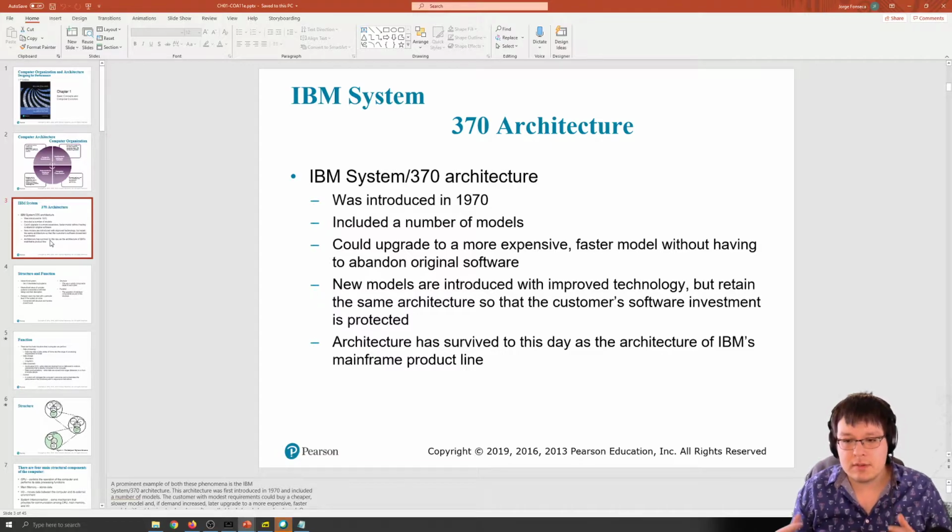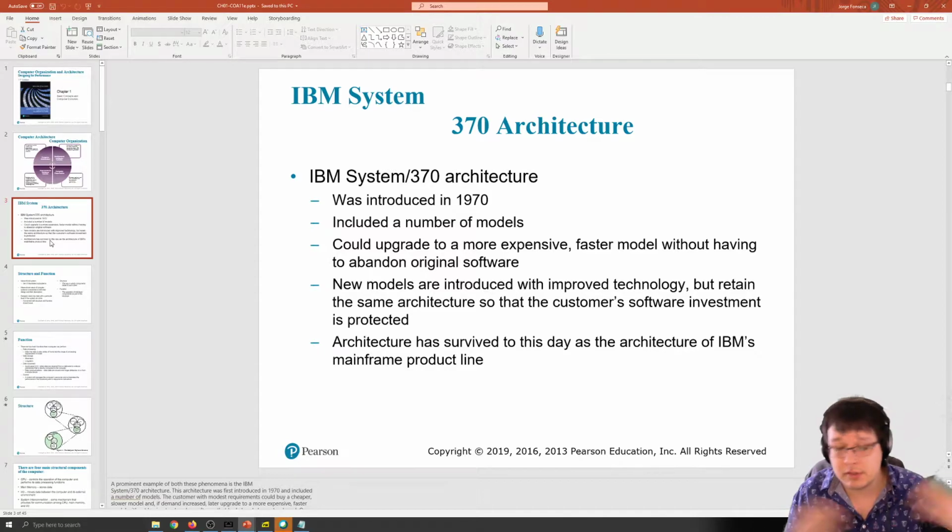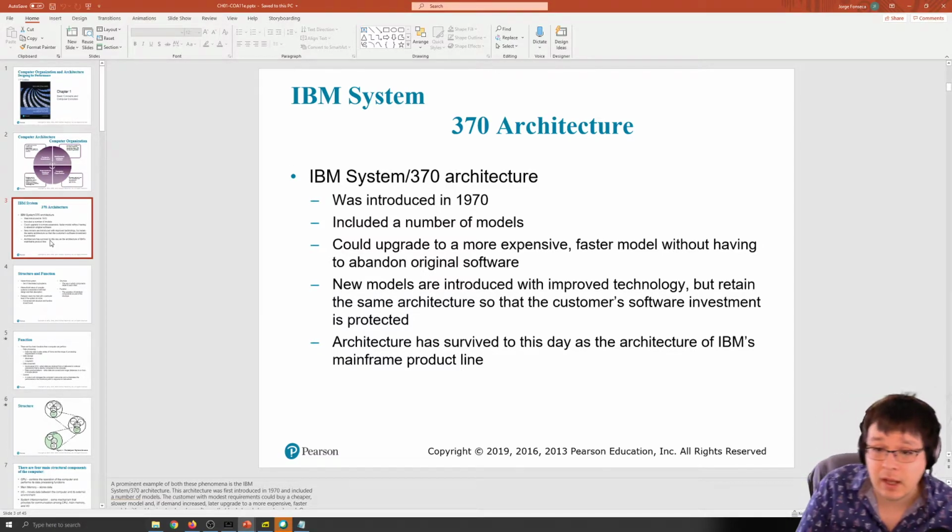That brought confidence, and it really popularized the 370 architecture because of that. Because I could say, okay, if I'm going to spend money investing in this architecture, then I will be okay in the long term. To the point that even today, the architecture has survived. Some of the programs that were running back then could still run today. And that's what's known as the IBM Mainframe.